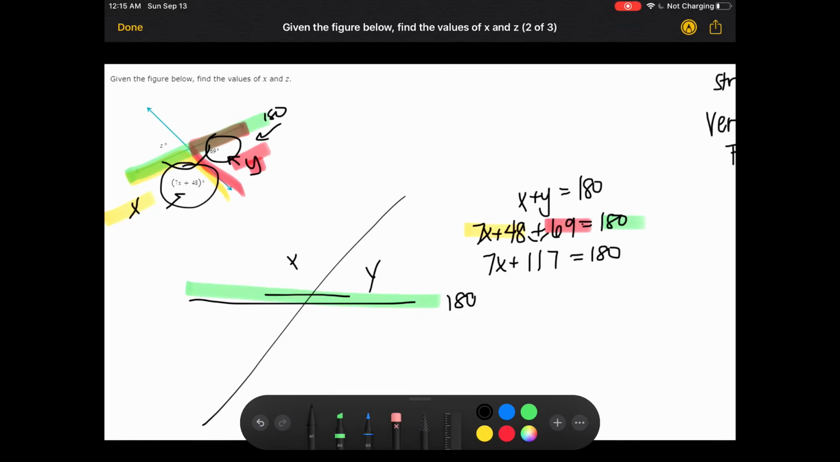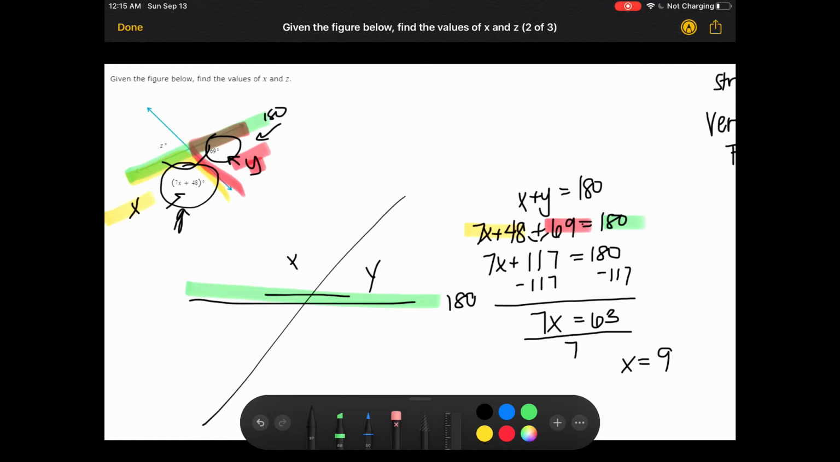Okay, so I'm just trying to solve for x here. What I'm going to do is I'm trying to get x by itself, so I'm going to move the 117 over. Okay, and 180 minus 117 is 63. So I have 7x equals 63. Okay, and then I'm going to divide by 7, because I have 7 times x, and I'm going to divide by 7 to get the x by itself. So x is 63 divided by 7, and that is 9.